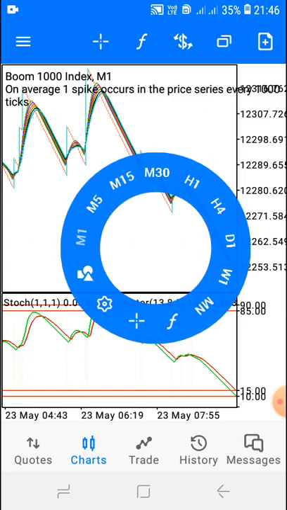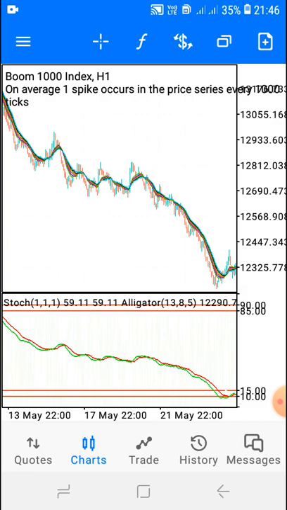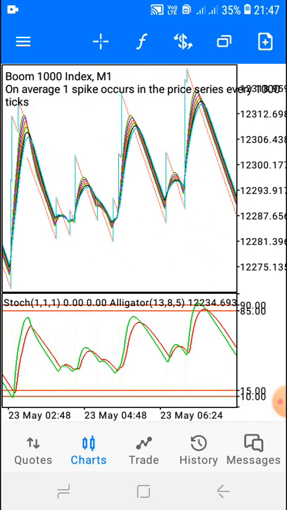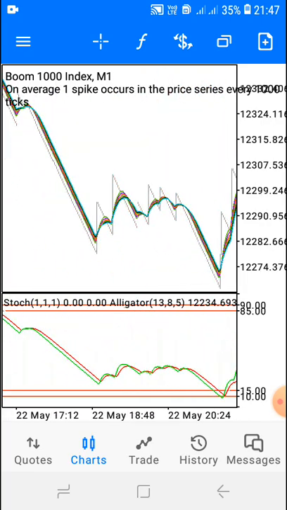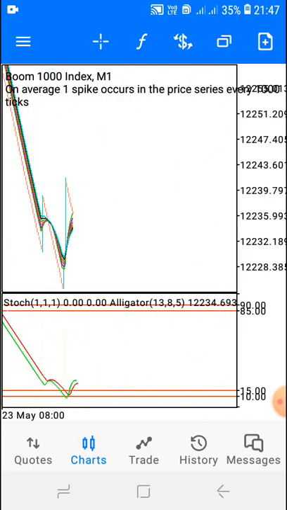Okay, if Boom 1000 decides to move in an uptrend, you are not going to use a strategy. Listen to me, guys. If it moves in an uptrend, you are not going to use a strategy, because if it moves in an uptrend, it's not going to work. So you need to make sure that you only use a strategy when Boom 1000 is in an uptrend.